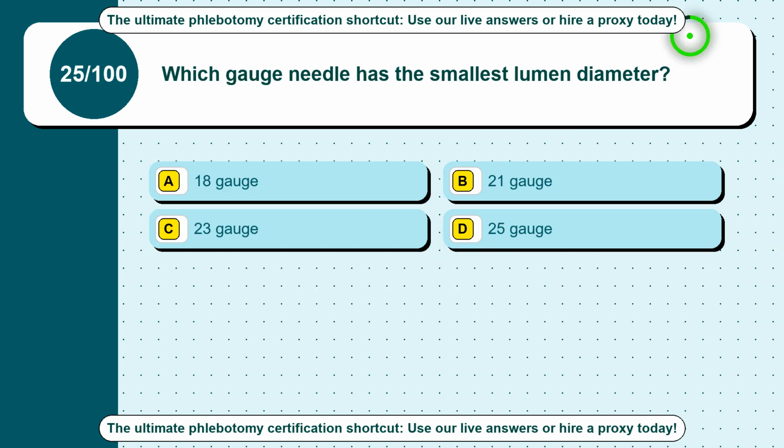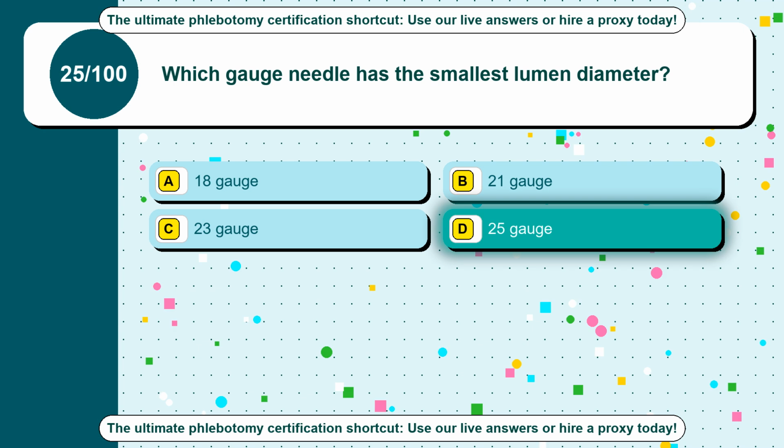Question 25. Which gauge needle has the smallest lumen diameter? Option A. 18 gauge. Option B. 21 gauge. Option C. 23 gauge. Option D. 25 gauge. The correct answer is option D, 25 gauge.